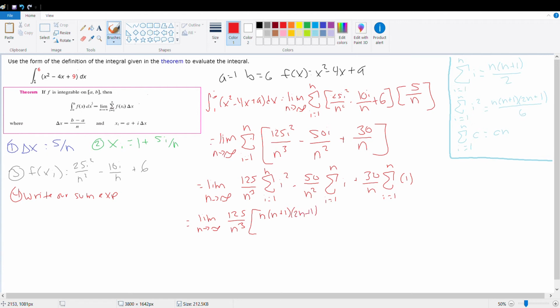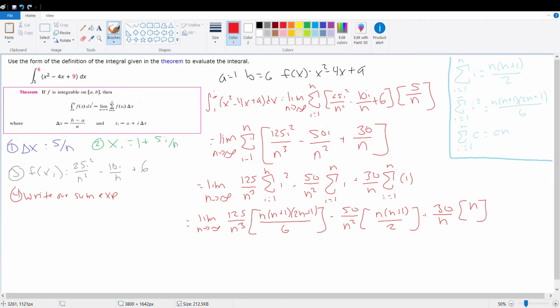So now what we're doing is we're getting rid of all these little sum expressions, these weird little notation things, so that we can deal with the limit only. And the sum of i is n times n plus 1 over 2, plus 30 over n, and the sum of 1 is just going to be 1 times n, right? Because the sum of a constant is just that constant times n. So the constant here is 1, so it's just n.